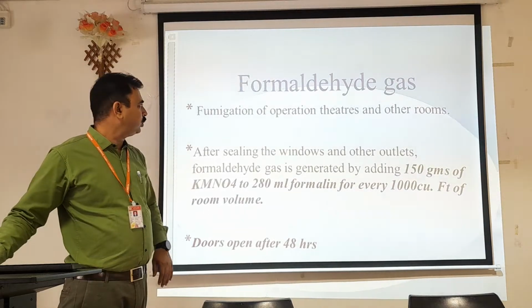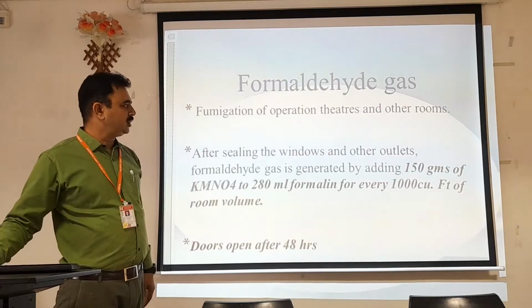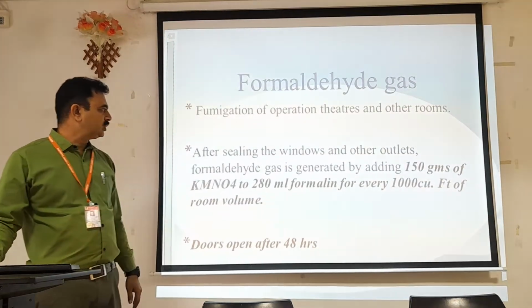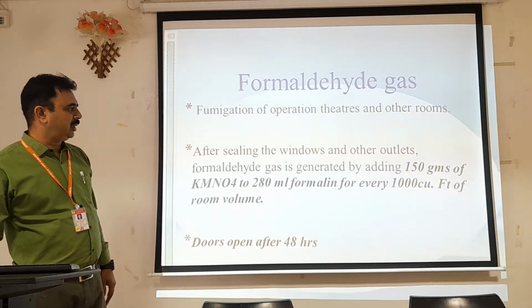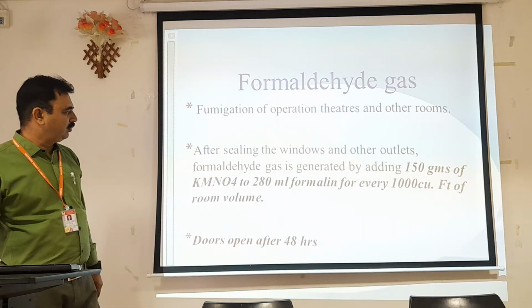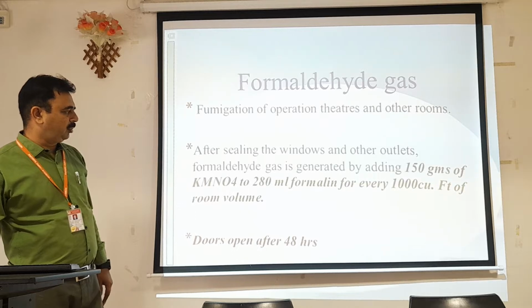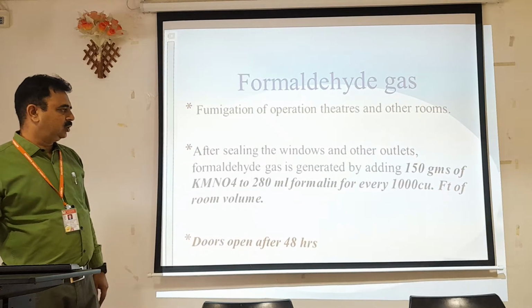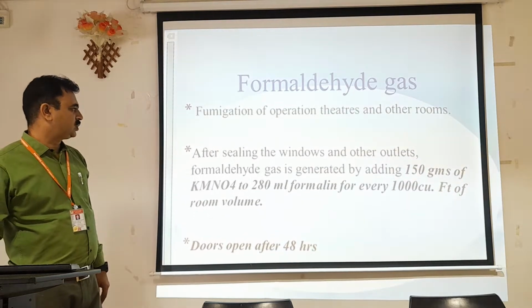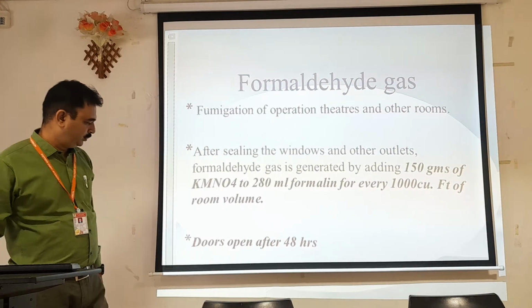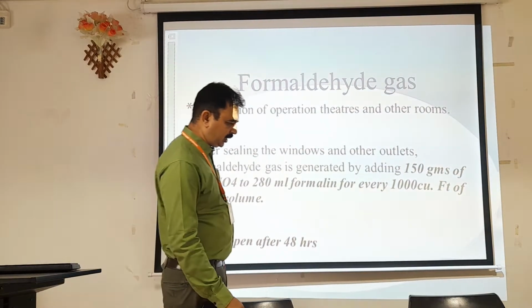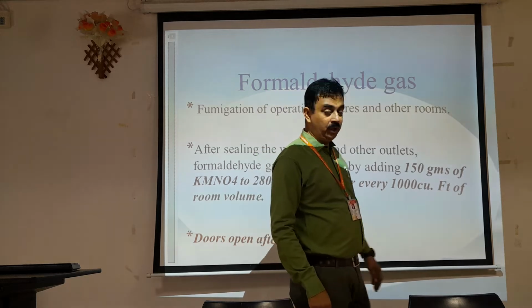Formaldehyde gas is used for fumigation of operation theatres and other rooms. After sealing the windows and other outlets, formaldehyde gas is generated by adding 150 grams of KMnO4 plus 280 ml of formalin for every 1000 cubic feet of the room. Ultimately, this is again an excellent way of sterilizing.